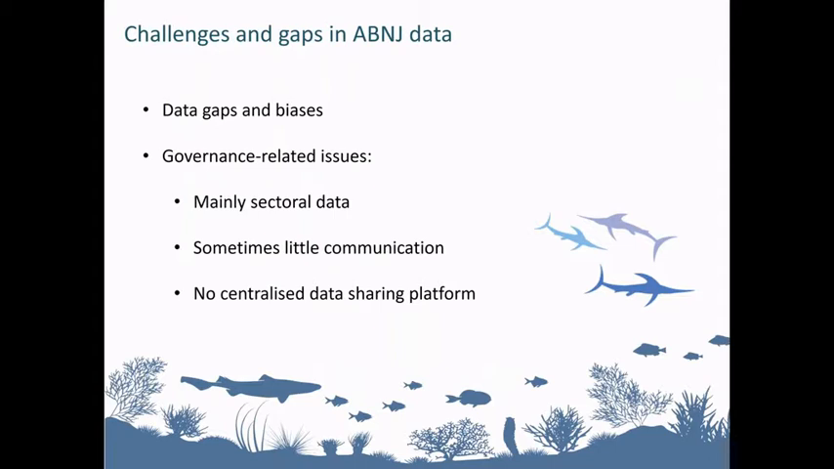In addition to the data gaps and biases just mentioned, mostly related to the physical aspect of ABNJ, there's also the institutional or governance aspect. Traditionally, activities in ABNJ have been mainly sectoral. This means that each sector implements its own area-based planning tools, such as vulnerable marine ecosystems for fisheries bodies, or particularly sensitive sea areas for the International Maritime Organization.